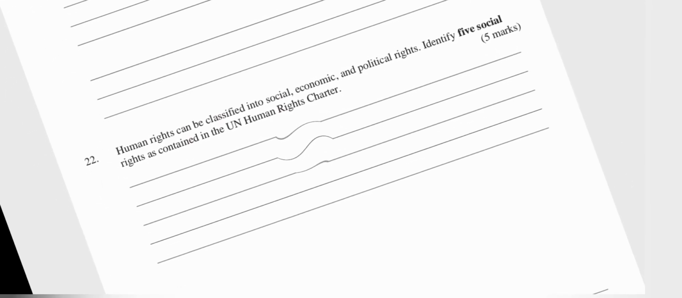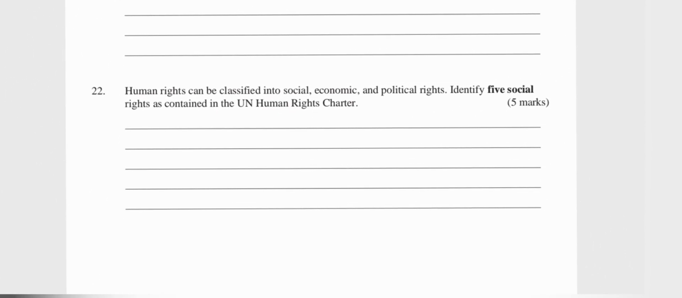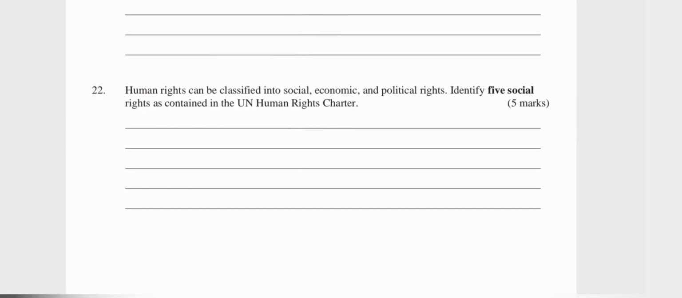Human rights can be classified into social, economic, and political rights. Identify 5 social rights as contained in the UN Human Rights Charter.